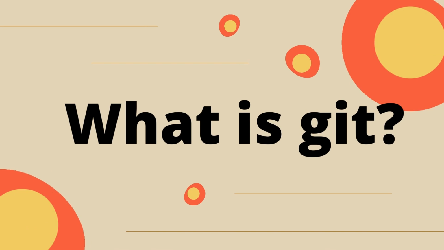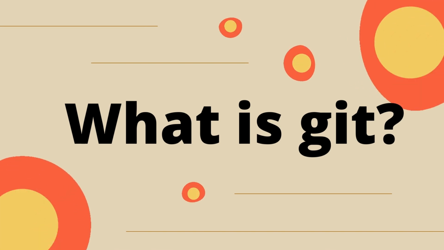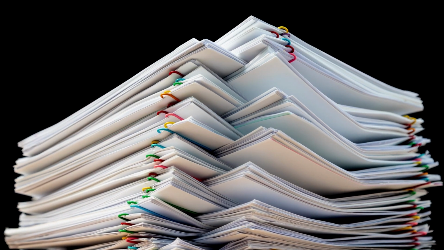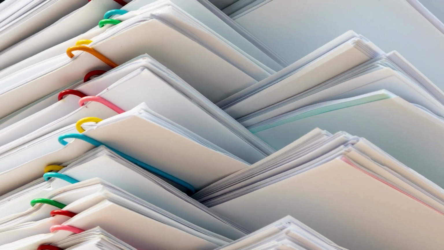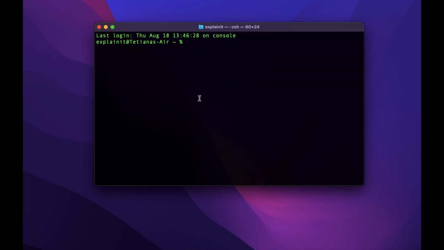So as I mentioned before, Git is a distributed version control system. And what is version control system? It's the system that records changes to a file or a set of files over time so that you can recall specific version later. Let me just show you a demonstration.